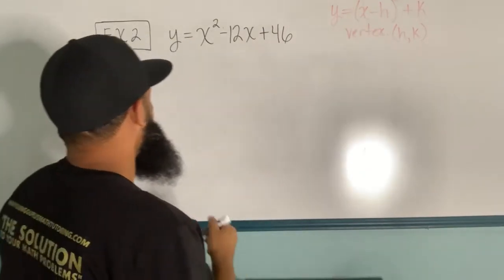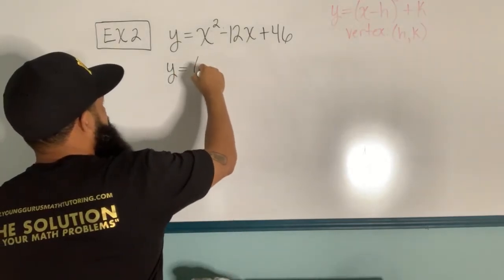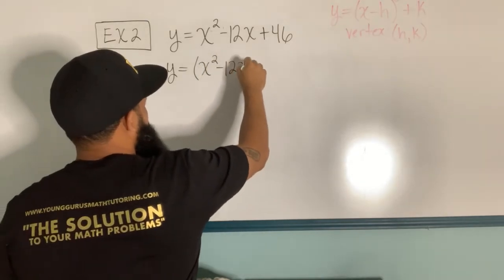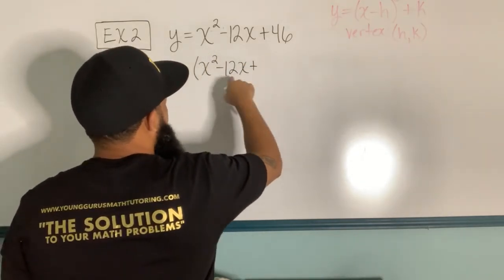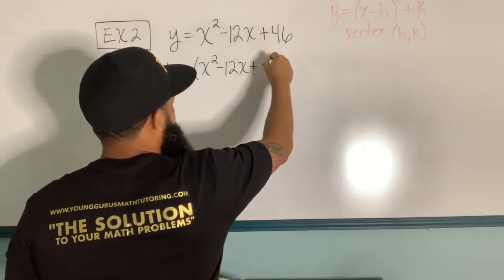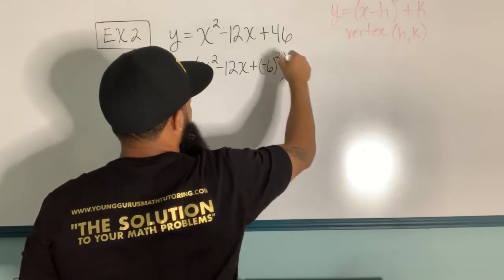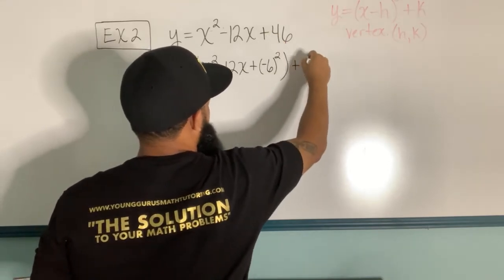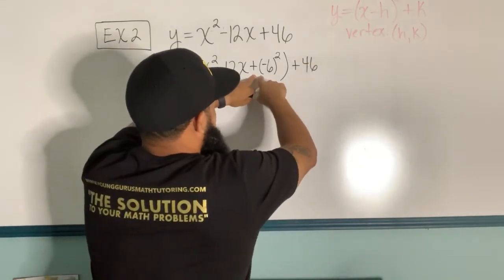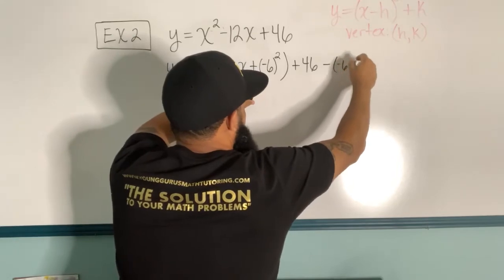All right, let's go. So, same thing. I want to say y equals. Now, I'm going to put this in parentheses so that I can complete the square. All right, now I want to say half of negative 12, which is negative 6. So negative 6 squared. And then I'm going to bring this plus 46 out here. But now remember, since I'm adding negative 6 squared here, I'm going to subtract negative 6 squared there.